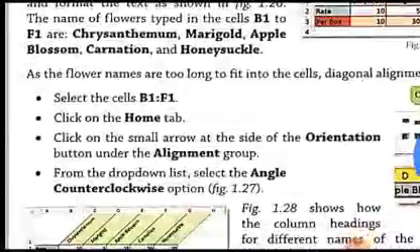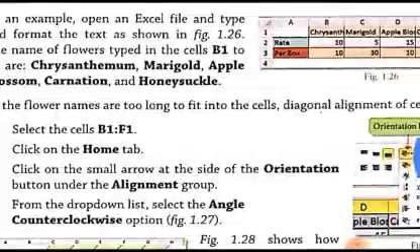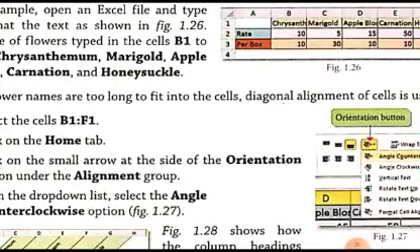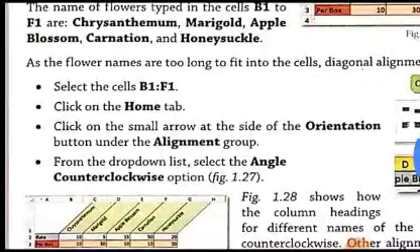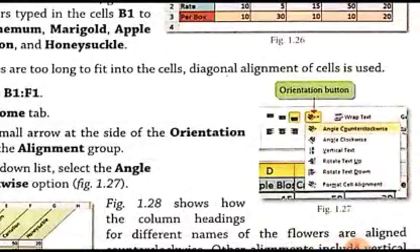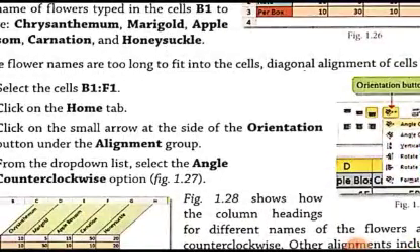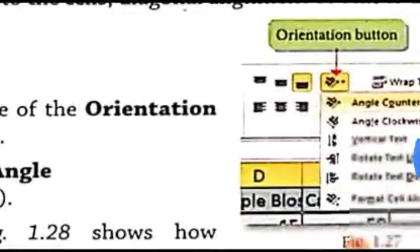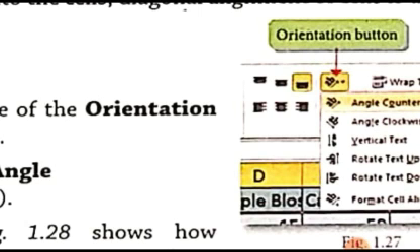How can you do that? First of all, select the cell range, the cells from B1 to F1, and then click on the Home tab. Then click on the small arrow at the side of the orientation button under the alignment group. The alignment group is given over here in the Home tab. This diagonal button is the orientation button. There is a small arrow given over here, you just have to click on it.